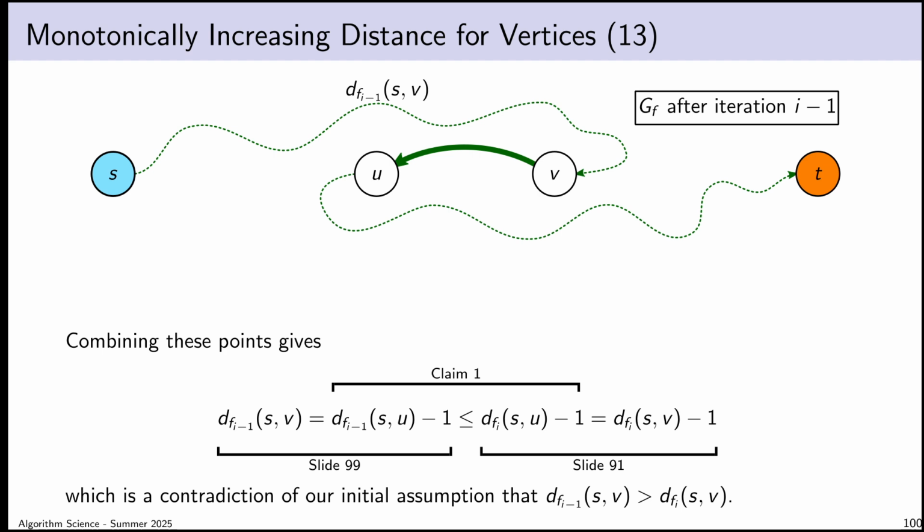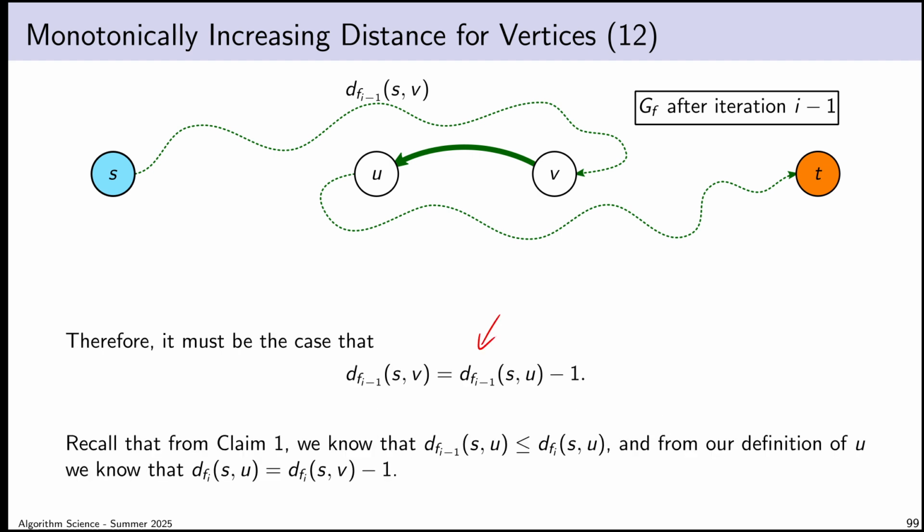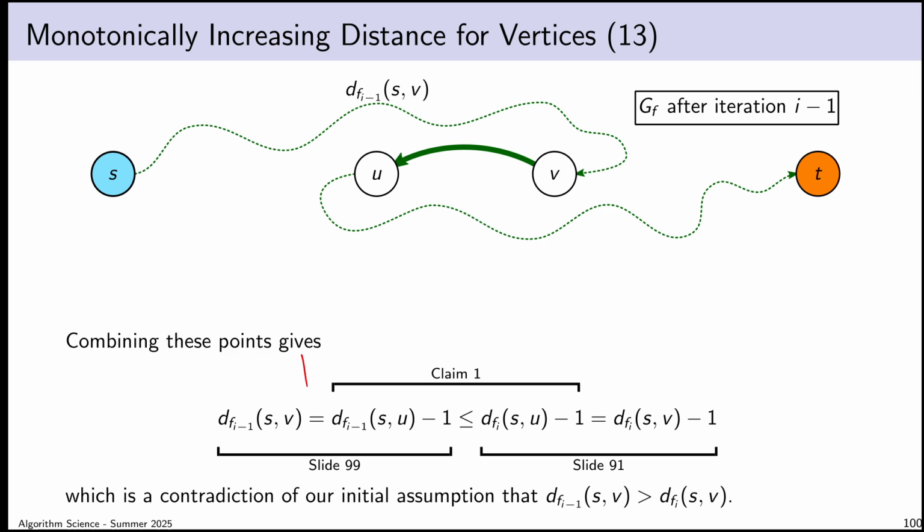And I get this. Combining these points, I get first from slide 99, from this point here, that's my first piece. Claim 1, I can use that to bridge this gap here. So reading from left to right, the distance at iteration I minus 1 from S to V is equal to the distance at iteration I minus 1 from S to U, all minus 1. That was from slide 99, the previous slide. Claim 1 tells me that the thing on the left is less than or equal to the thing on the right. That's just a statement of claim 1.